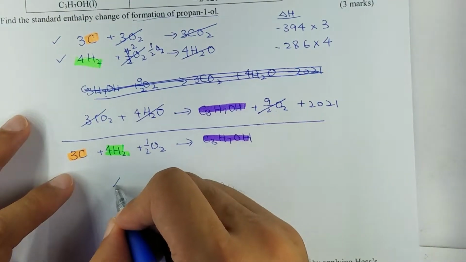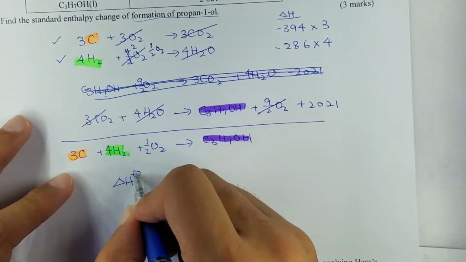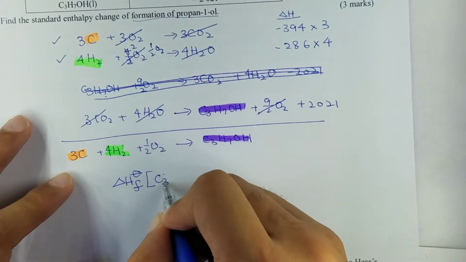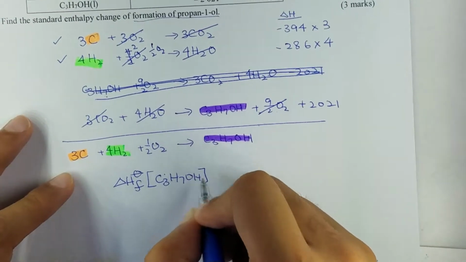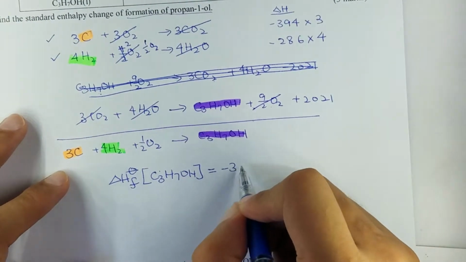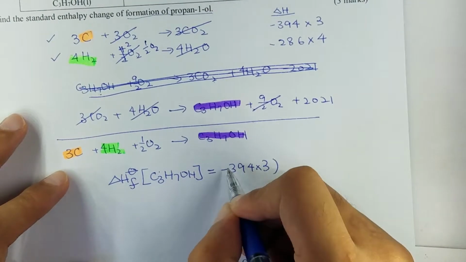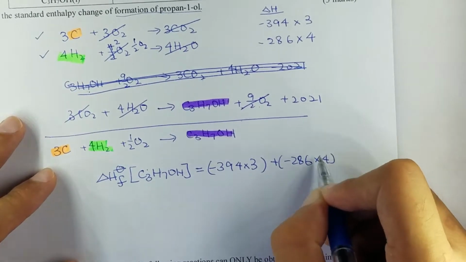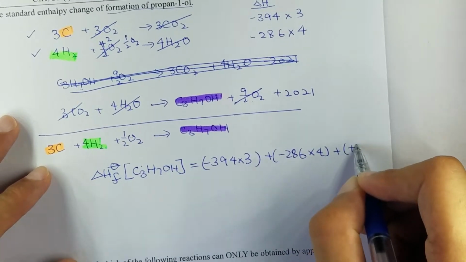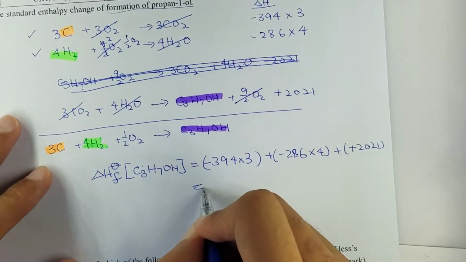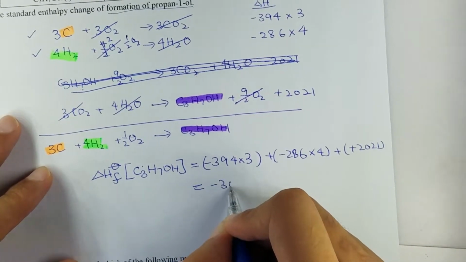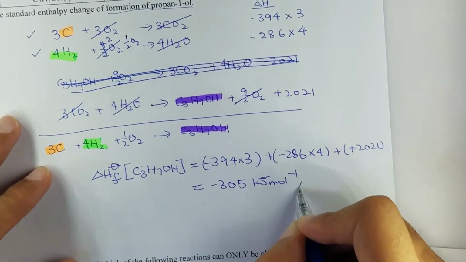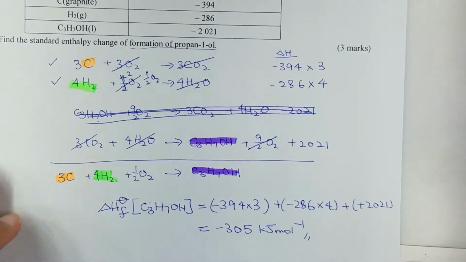And many of you did not write this way, so again, have the habit. Standard enthalpy change of formation of propan-1-ol equals -394 times 3 plus -286 times 4 plus +2021. And then after calculation, you should get -305 kJ per mole. And that's how you get 3 marks.